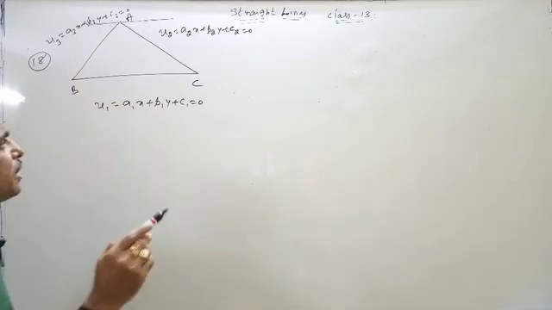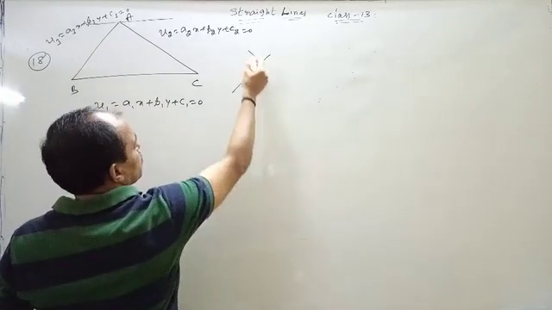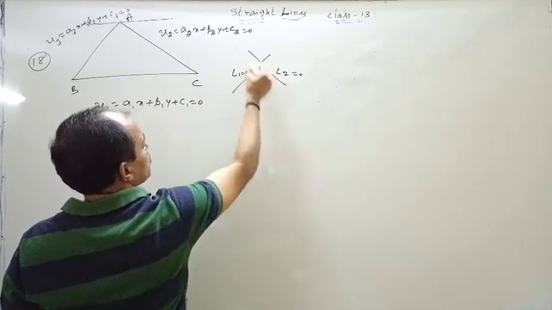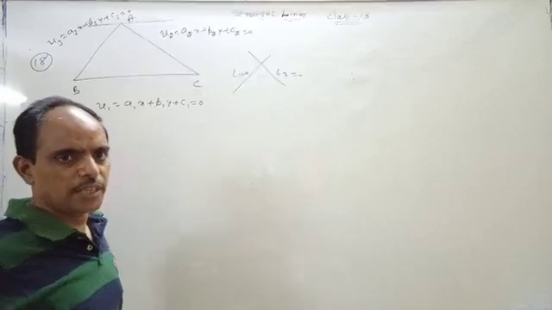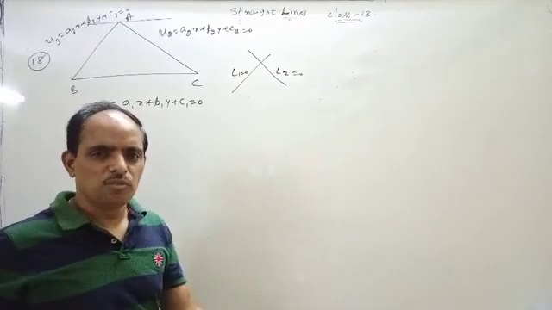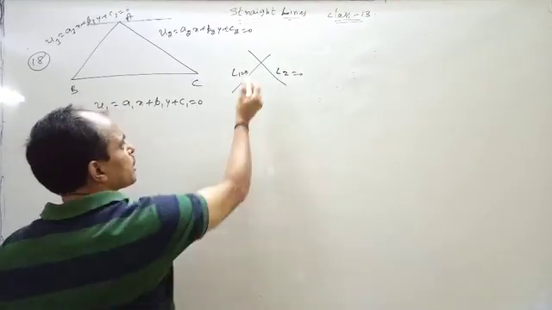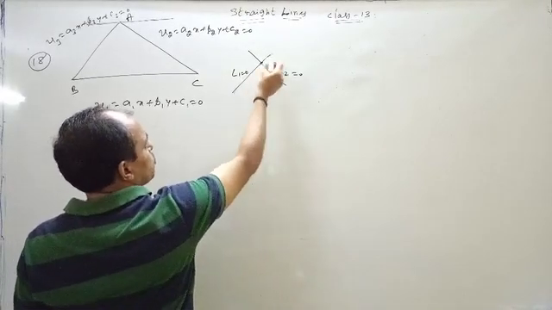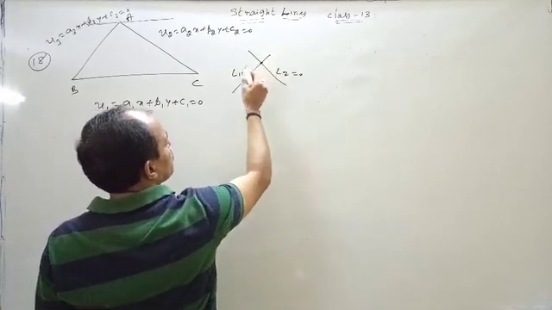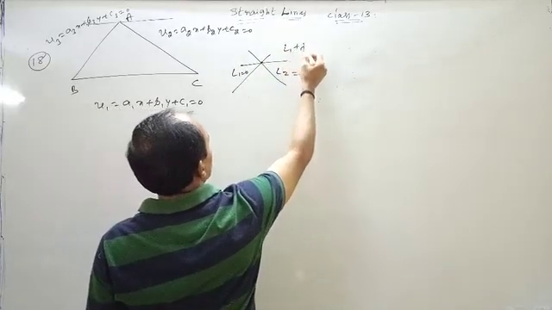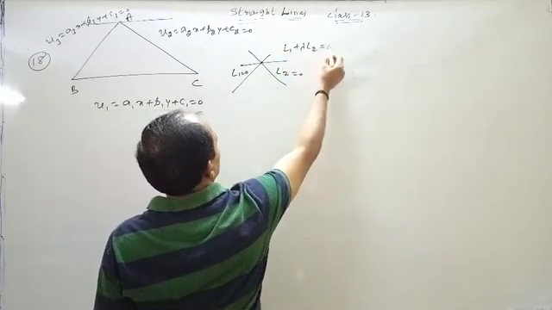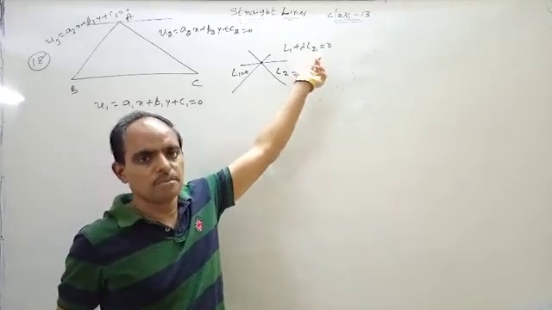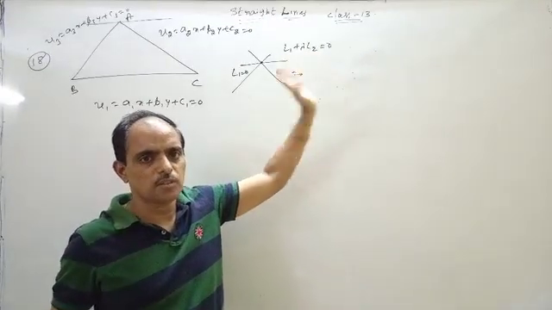Okay, I remind one concept. Suppose there are two lines L1 and L2 equal to 0. These two intersect at some point, or you can say they are concurrent. What about the equation of the third line? We can say that L1 plus lambda L2 is equal to 0. It represents the concurrent lines, or intersection of two lines.